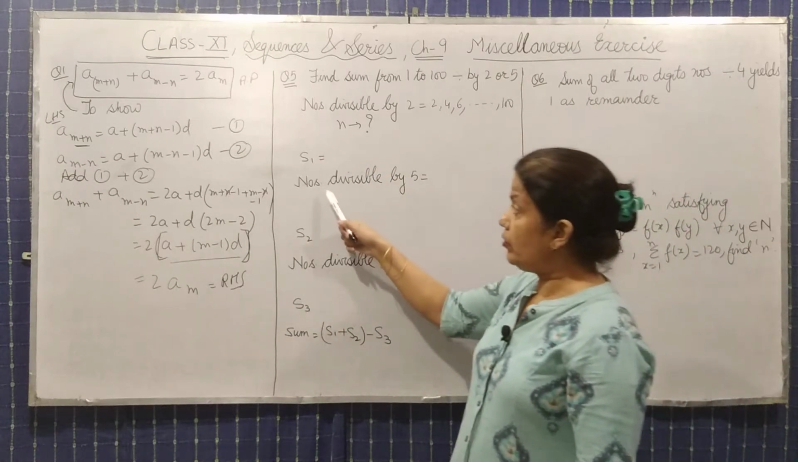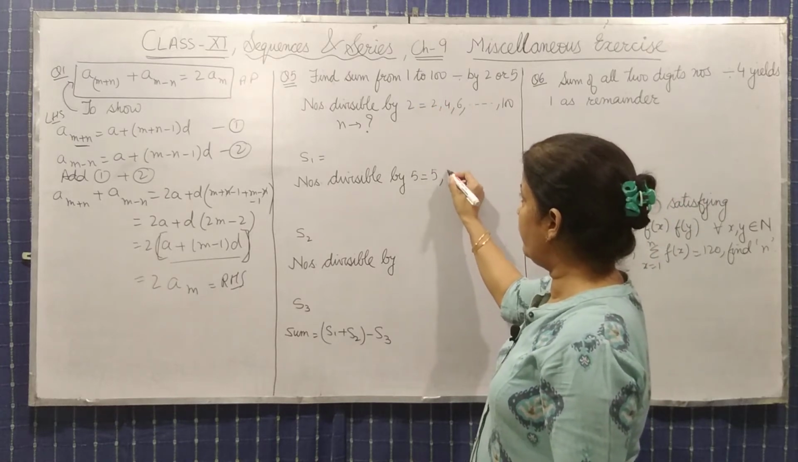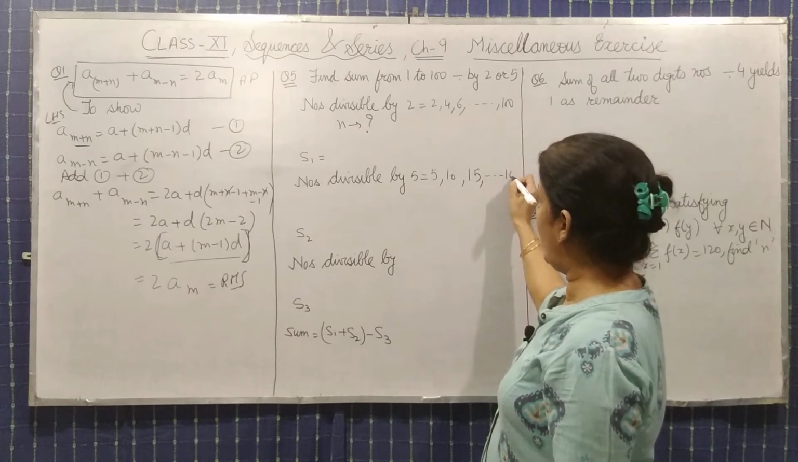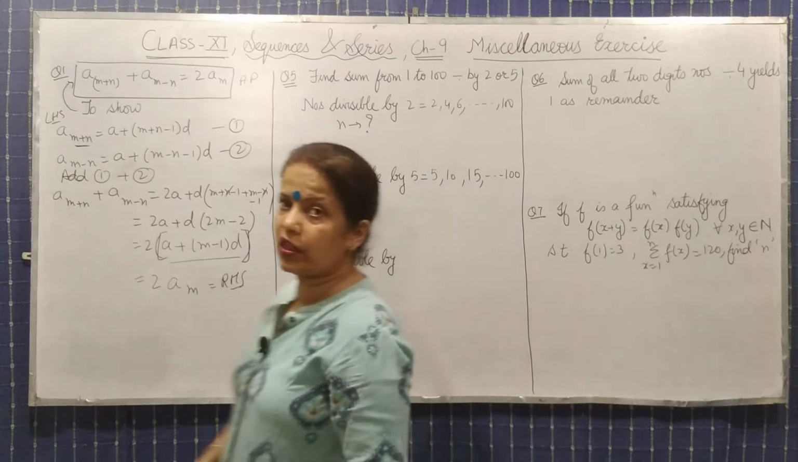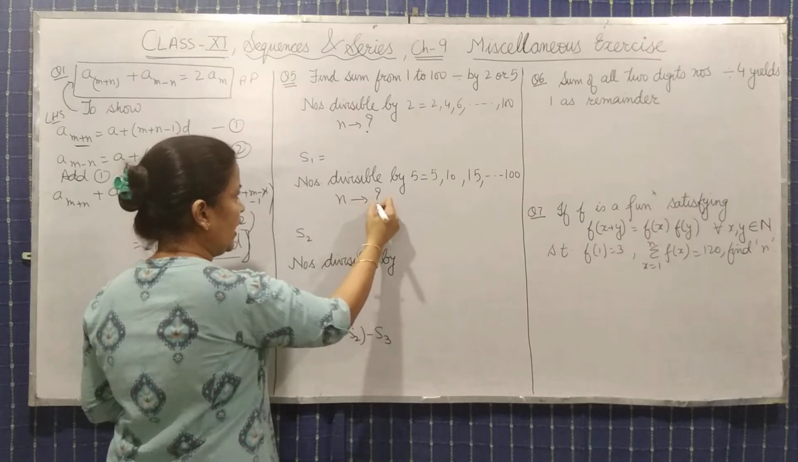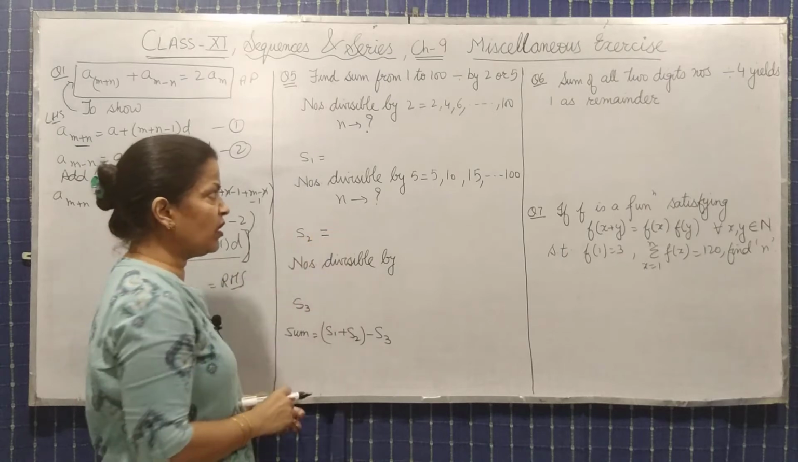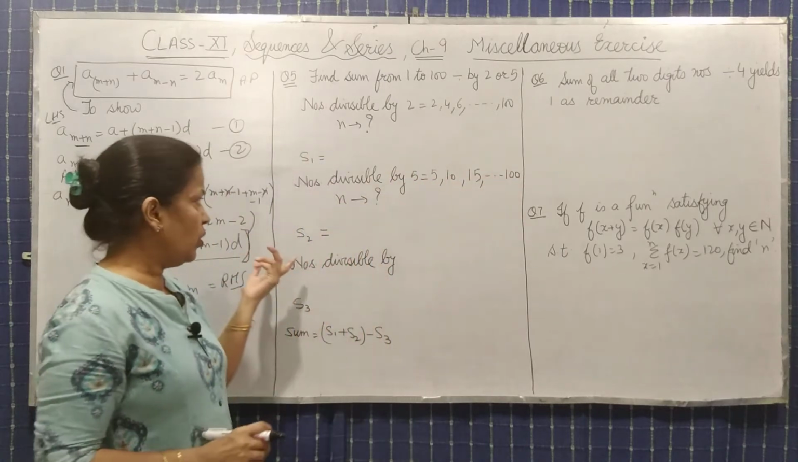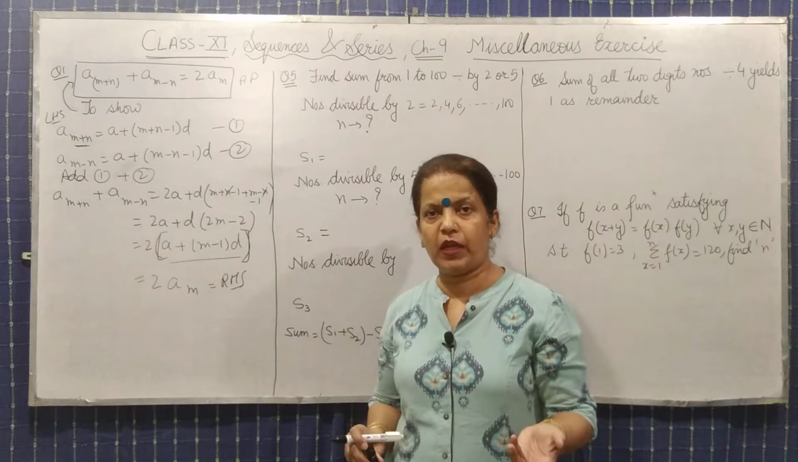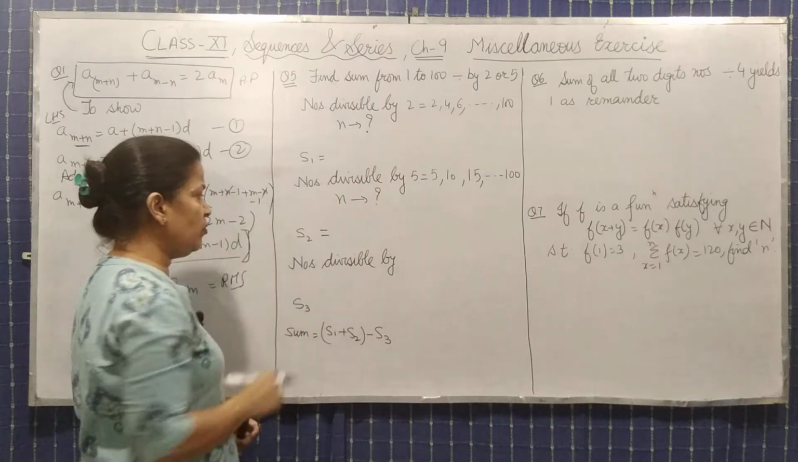Now, the numbers divisible by 5 from 1 to 100 are 5, 10, 15 and so on, up to 100. Again in this part also, you will find the number of terms n first, and after finding n, you will find S2, the sum of all these terms. Since it forms an AP, the formula of the sum is n by 2 times (2a plus (n minus 1) into d). Then you will find S2.